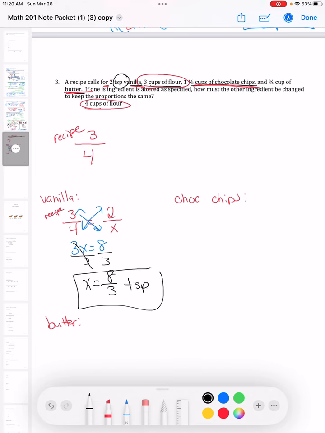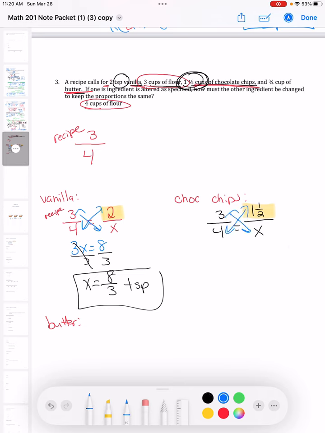I'll do the chocolate chips next. I'm going to keep that 3/4. In the recipe, it called for 1.5 cups of chocolate chips. Notice that 1.5, all of that is in the top part of my numerator. The entire thing's in my numerator. The x is going to stay in my denominator. The only thing that's actually going to change with each one of these problems is that numerator. Everything else is going to stay the same.